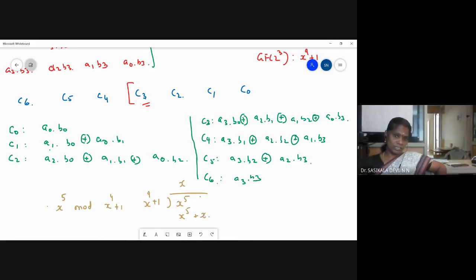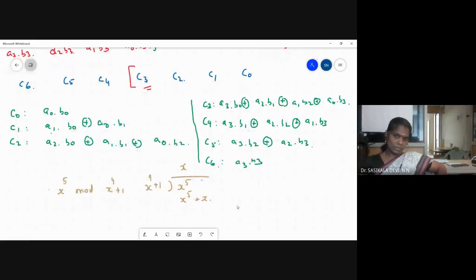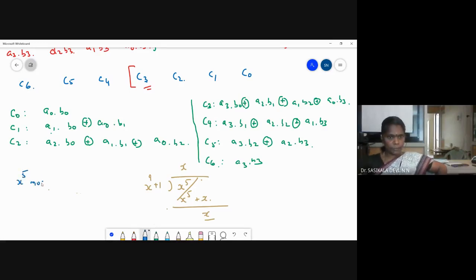Okay, so this is GF of 2 power 3. So we have to do the subtraction, modulo 2 subtraction. When you perform modulo 2 subtraction, these two will cancel out. So minus 1 x is nothing but x. Okay, so x power 5 mod x power 4 plus 1, I'll write it here: x power 5 mod x power 4 plus 1 is nothing but x.